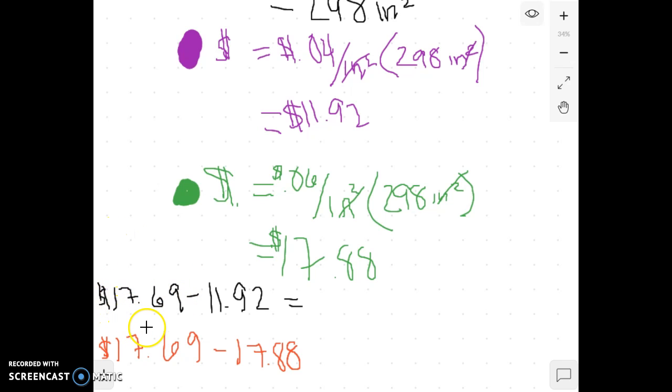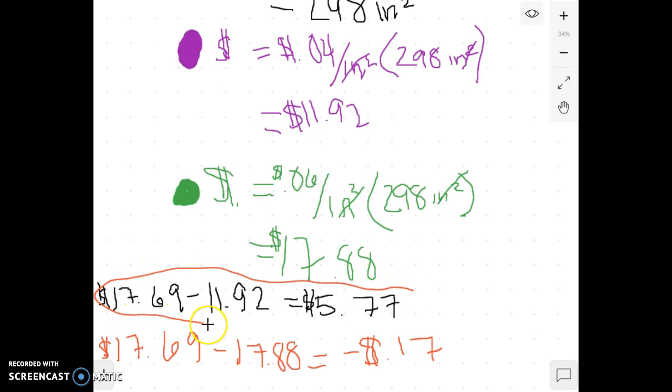So we know we had $17.69 left to spend on wrapping paper. So let's see which wrapping paper we can afford. $17.69 minus $11.92 for the purple wrapping paper leaves us with $5.77. Now if we look at the checkered wrapping paper, we have $17.69 minus $17.88. So that's going to leave us with a negative $0.19 deficit. So we should buy the purple wrapping paper because that is the wrapping paper we can actually afford. So there you have it. I hope this example helps you with your own problem solving skills. Thank you.